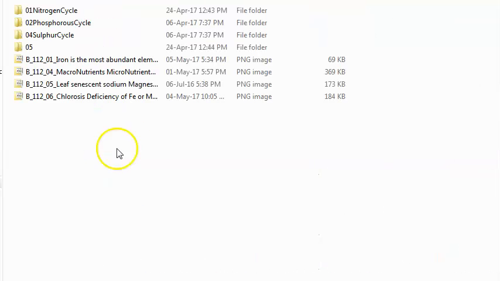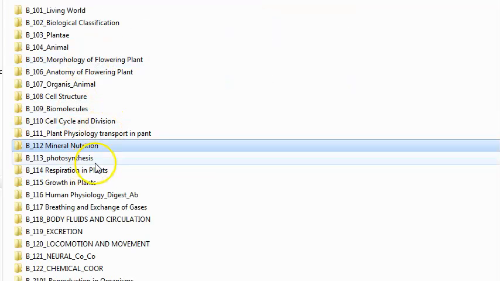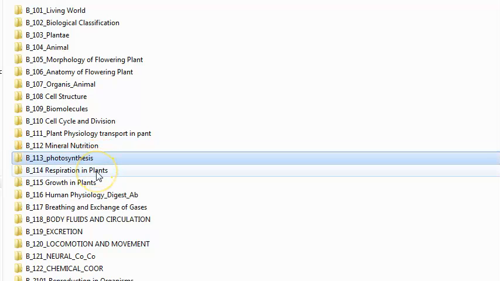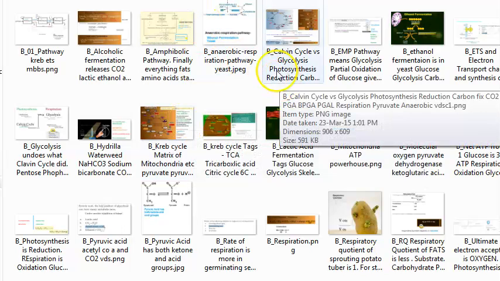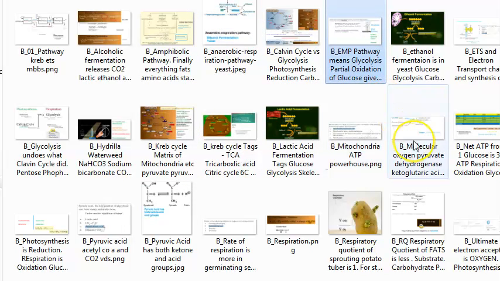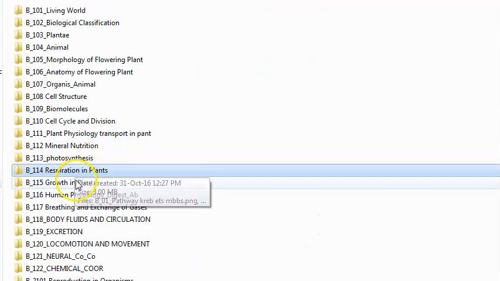Then mineral nutrition, nitrogen cycle, sulfur cycle, phosphorus cycle, all these cycles. Photosynthesis, respiration in plants, how do plants respire, all this ETC chain and all comes here, I think. Krebs cycle. Wow, this is really like, Krebs cycle is so important for exam only. Growth in plants, how plants grow.